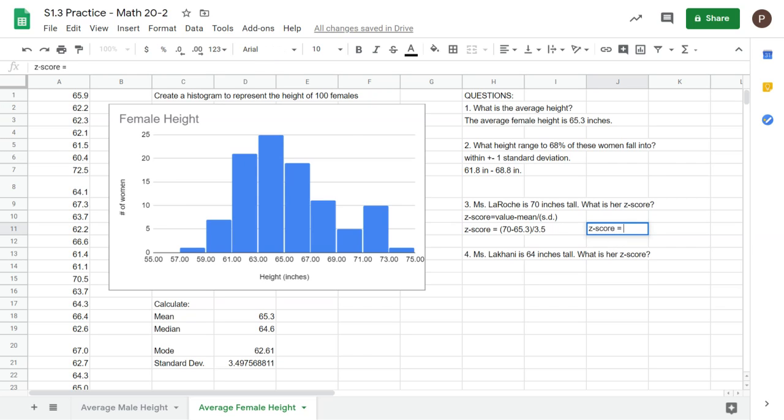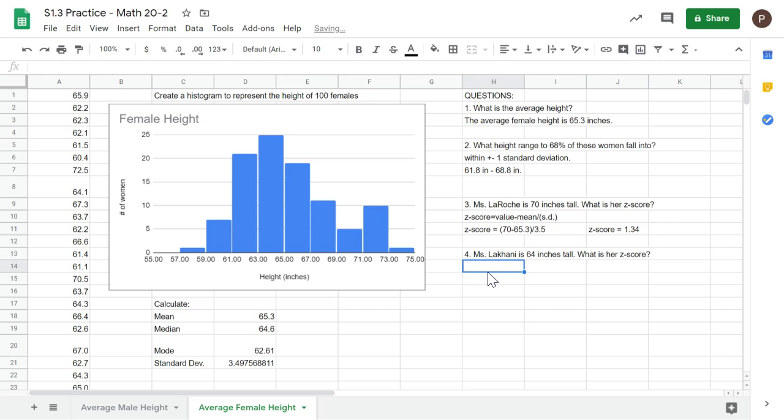And so my z-score ends up being, right, 70 minus 65.3 gives me 4.7. I divide that, right? I'm basically finding out how big the difference between me and the mean is in terms of numbers of standard deviations. It looks like I get a z-score of 1.34. So I'm 1 1/3 standard deviations above the average.